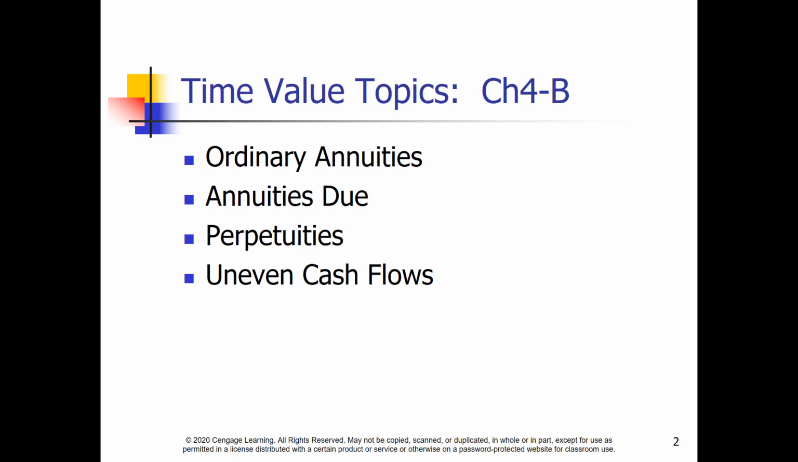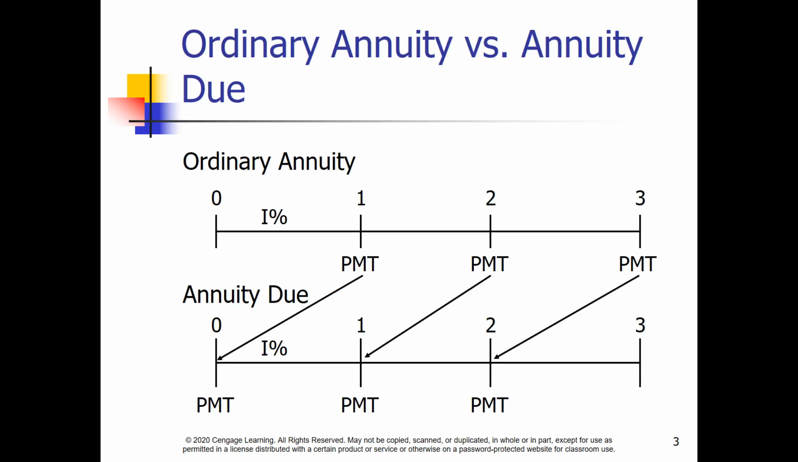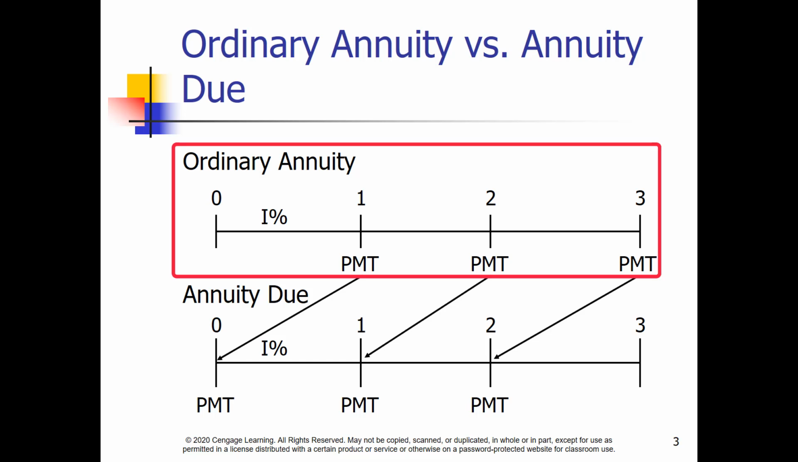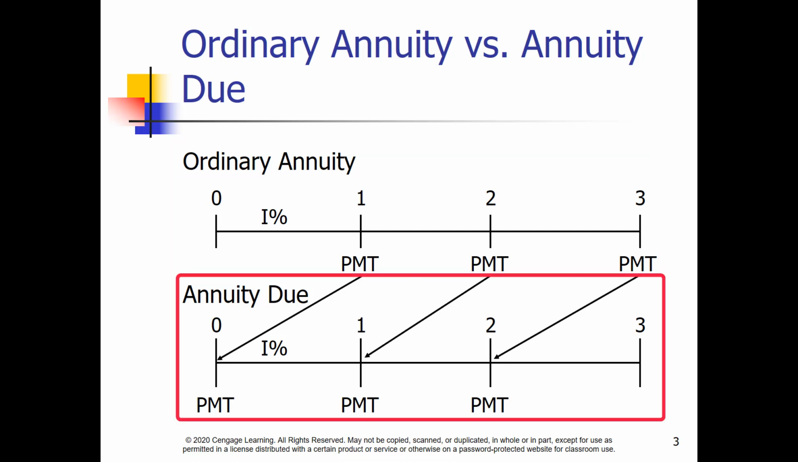uneven cash flows. As you'll recall, an annuity is a series of equal payments occurring at equal intervals for a finite period of time. Most annuities are termed ordinary annuities, meaning the cash flows occur at the end of the periods. With an annuity due, all payments occur at the beginning of each period.